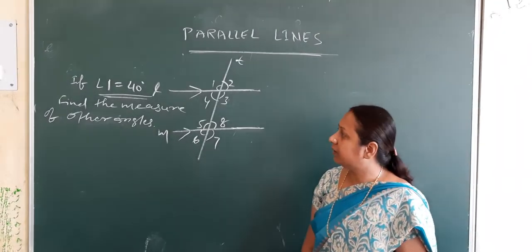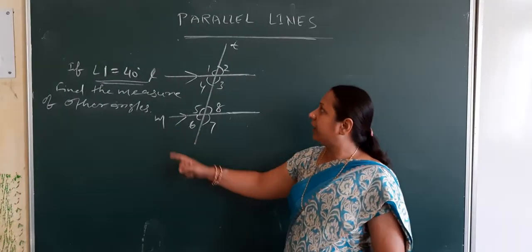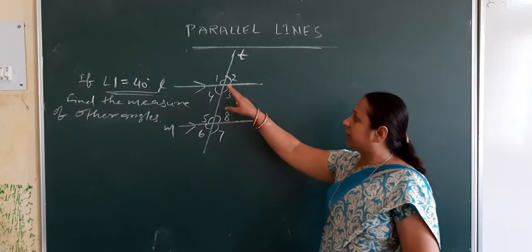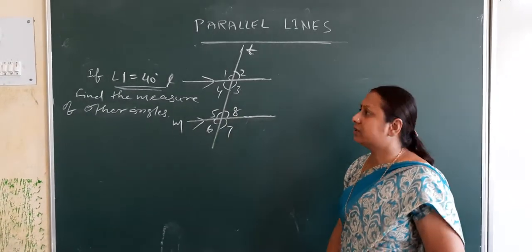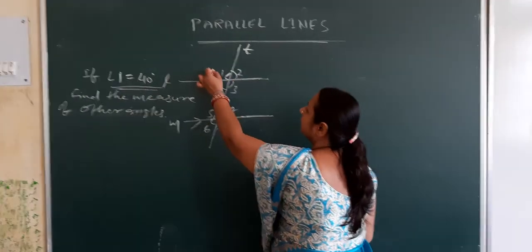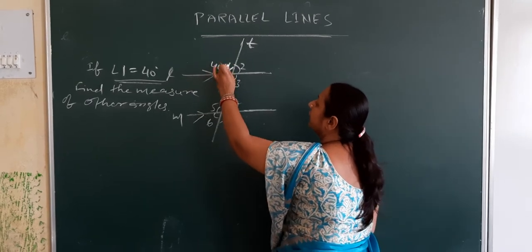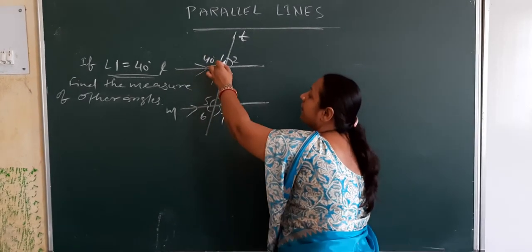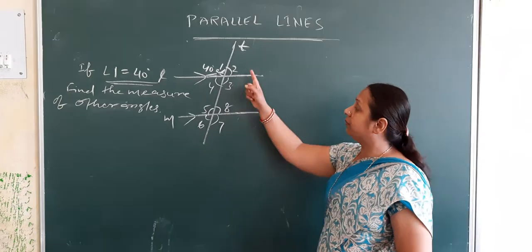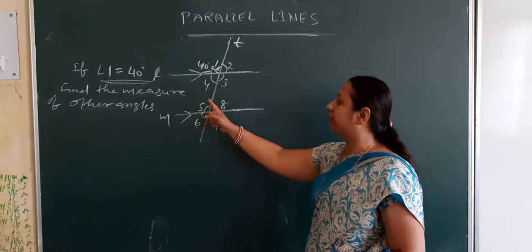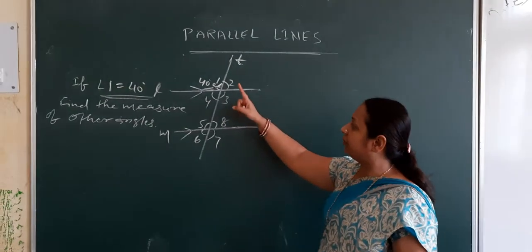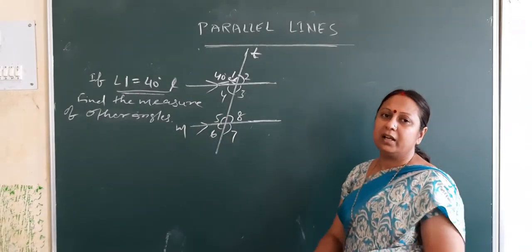Now let us take an example. See here, L and M are parallel to each other. Line T is the transversal. It forms angles 1, 2, 3, 4, 5, 6, 7, 8. If angle 1 equals 40 degrees, then find the measure of the other angles. So except 1, the remaining angles are 2, 3, 4, 5, 6, 7 and 8. We have to find the values of their measures.